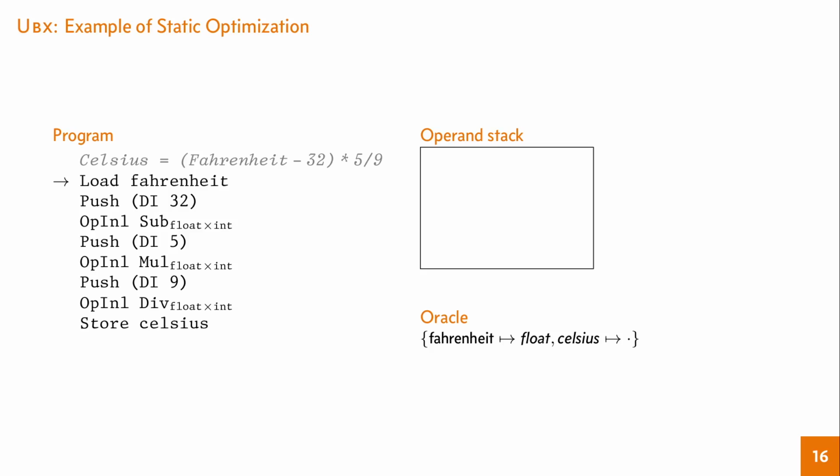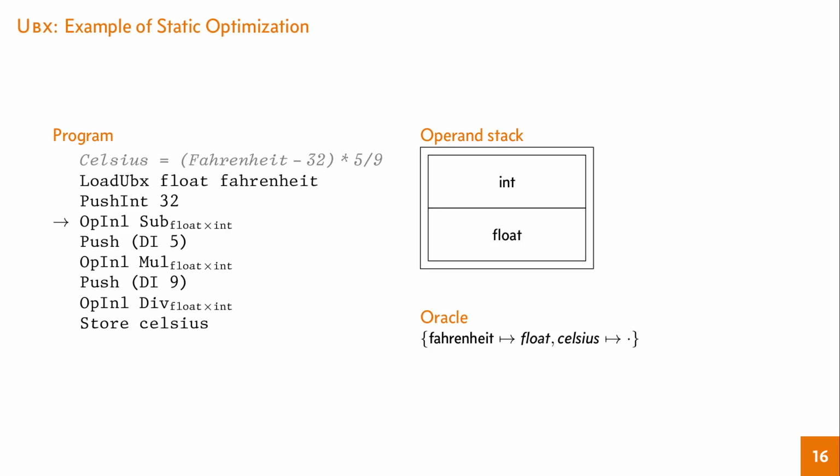This looks a little bit like this. When the abstract interpretation reaches a load instruction, it asks the oracle what the expected type of the Fahrenheit variable is. The oracle answers that a float is expected. The load instruction is rewritten to unbox the float, and the type information is pushed onto the stack. Constants can always be trivially optimized.